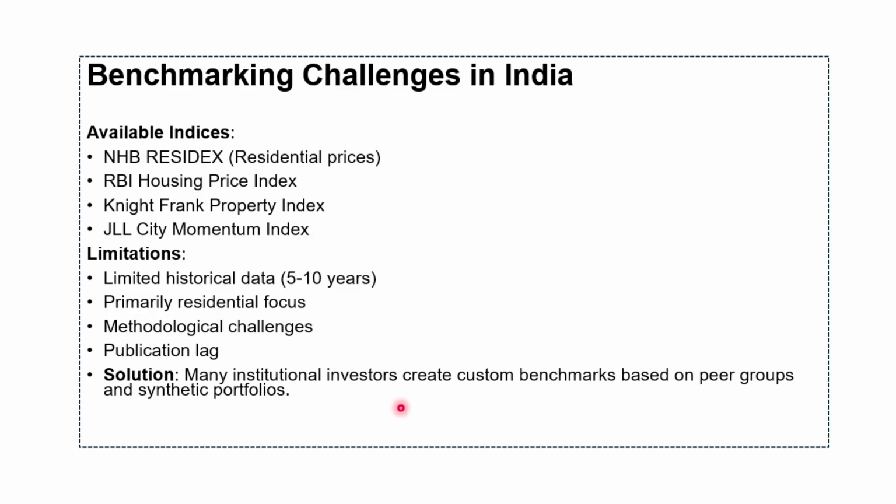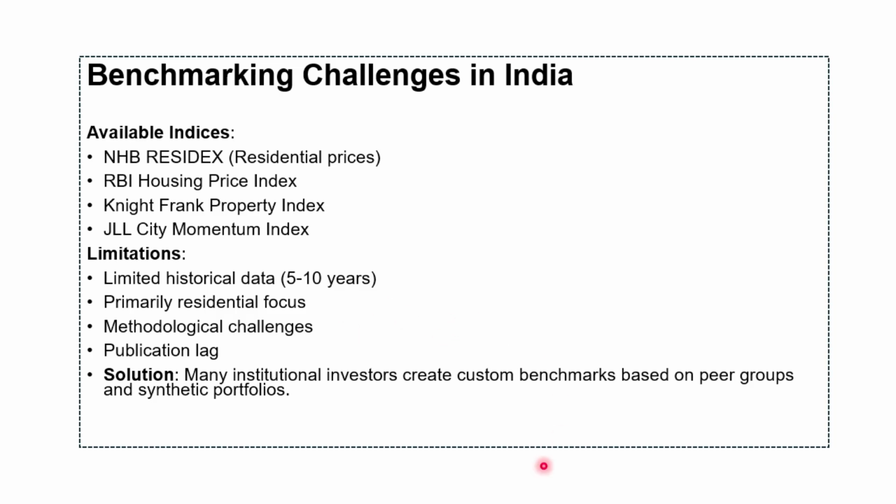Most indices only have 5 to 10 years of data, making long-term analysis difficult. There is primarily a residential focus with limited commercial property coverage, and methodological challenges arise from the heterogeneous nature of the real estate market. And then there are publication lags, meaning data is often 3 to 6 months old when released, limiting usefulness for active management decisions.